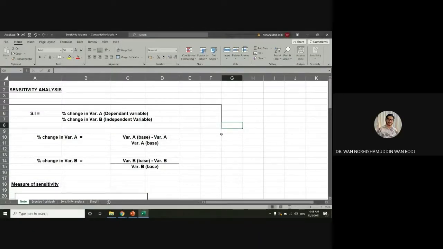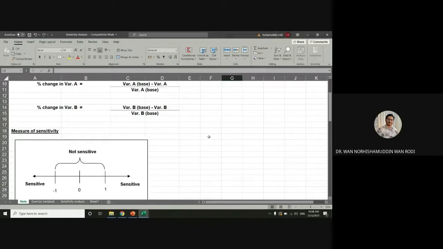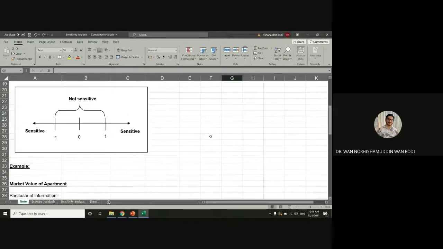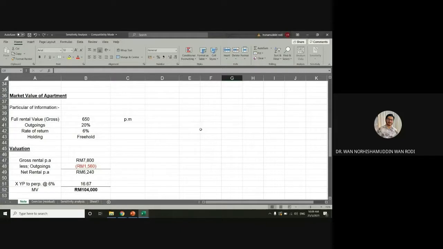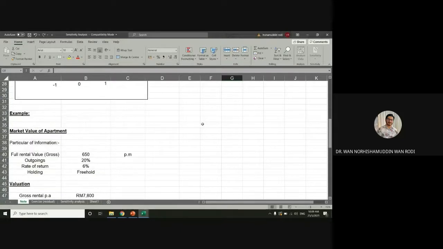Okay, now refer to the Excel file given. In this, I will try to demonstrate the example. First example, when we use the sensitivity analysis in investment method, the type of property is the apartment. So in this calculation, we are trying to estimate the market value of the apartment using the investment method.